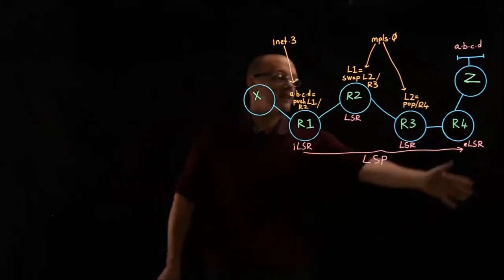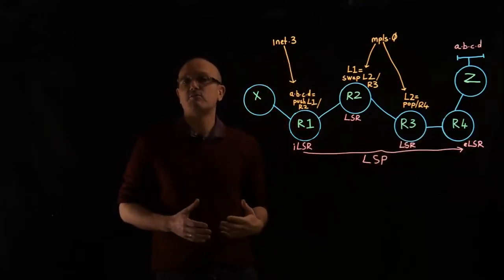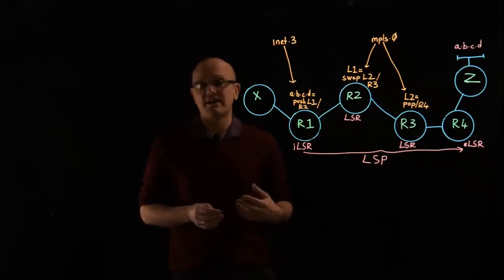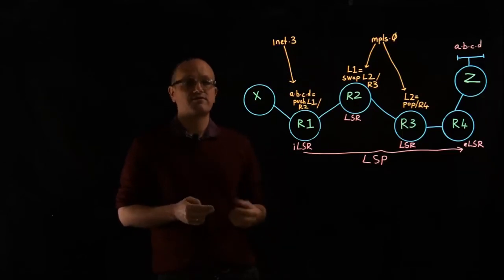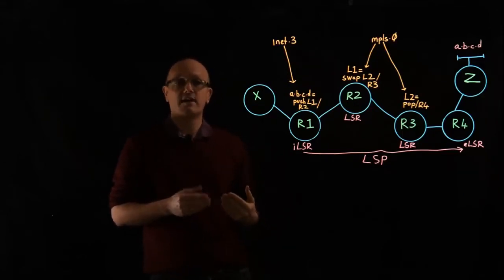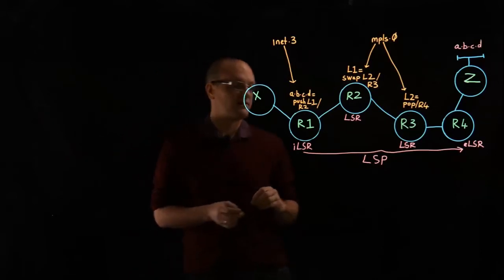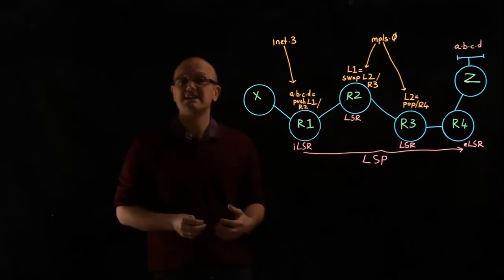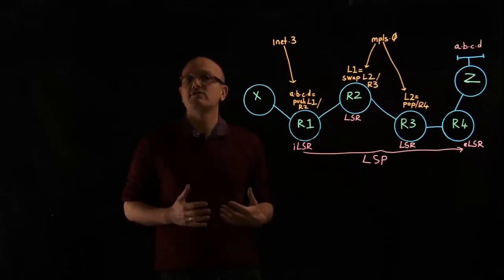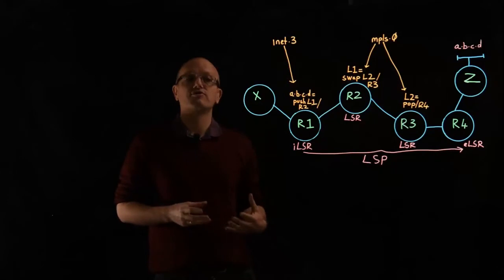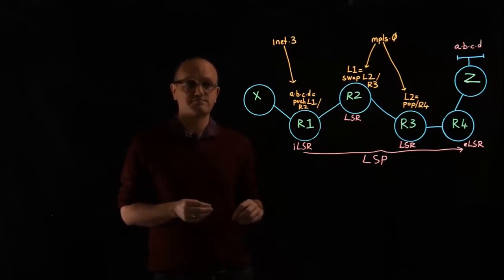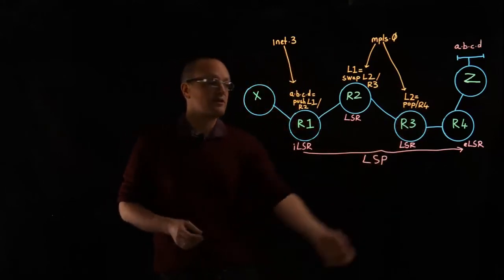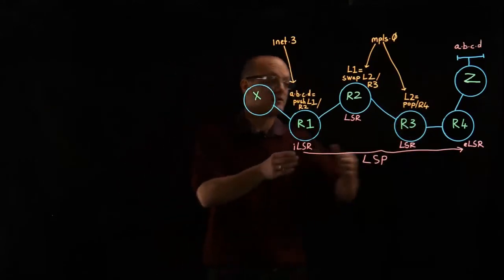Now R4 is the end of the LSP. Now he has to perform two actions. He has to remove the outer label, and then he has to perform a second lookup to see what the encapsulated packet is going to tell him what to do, how to forward that packet. And this double lookup process on the egress LSR is expensive. So this is why this penultimate hop popping optimization was built into MPLS. And this is why you see this pop action on penultimate LSRs within the path of an LSP.